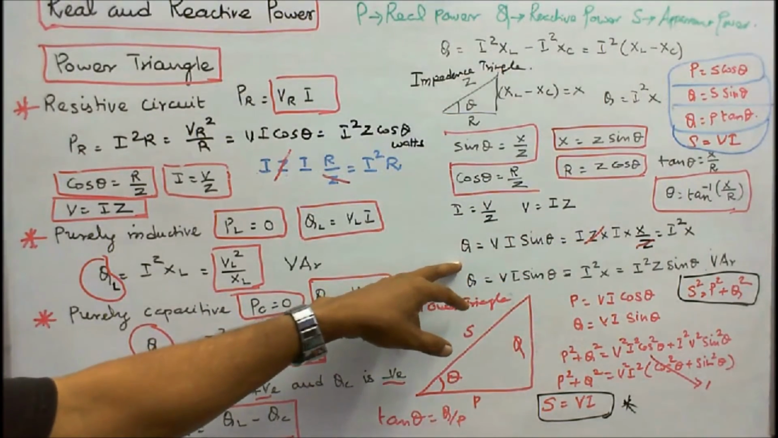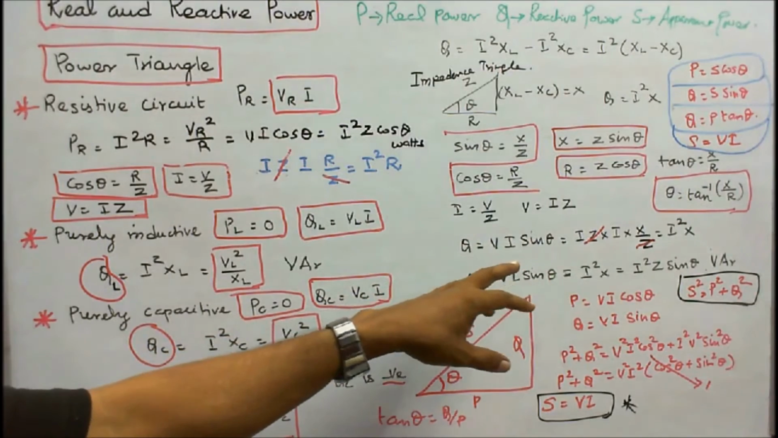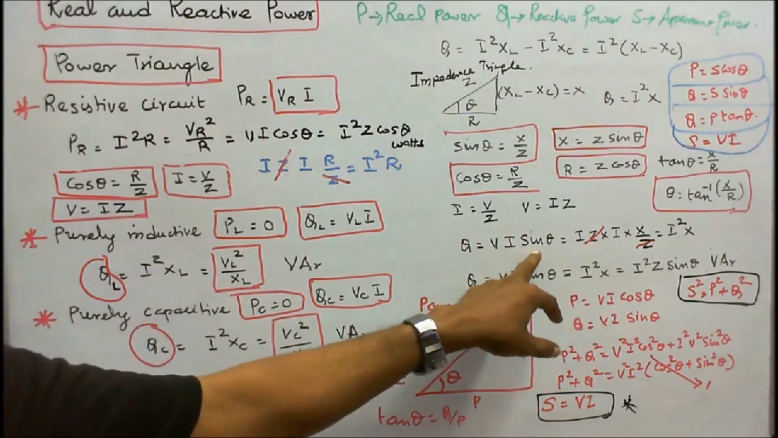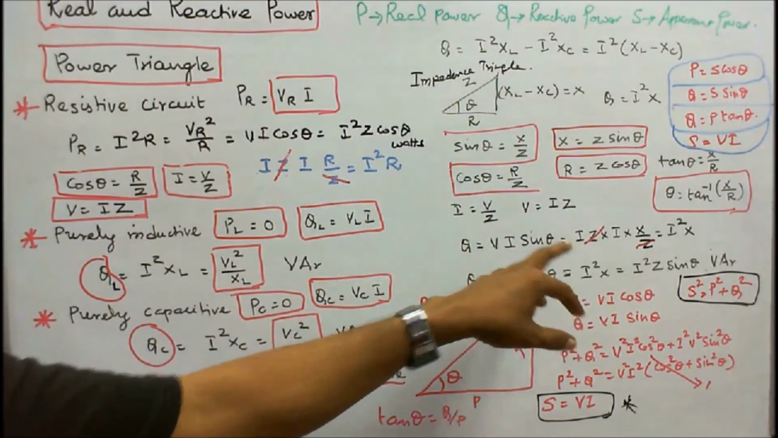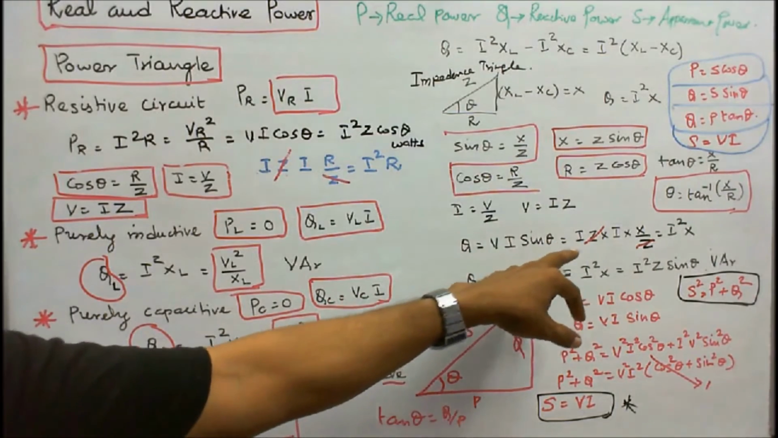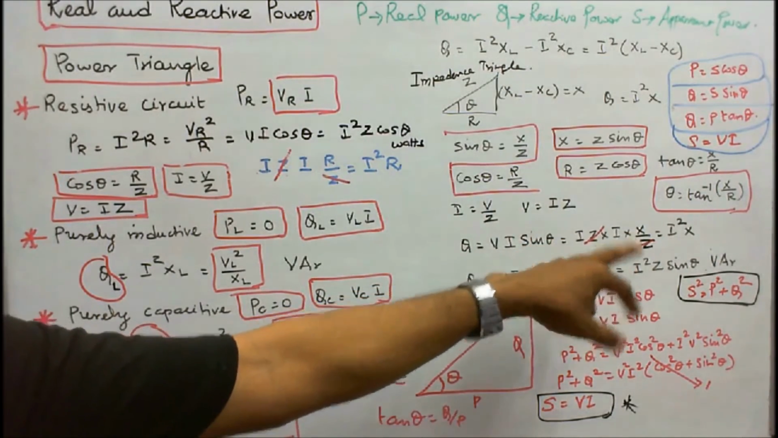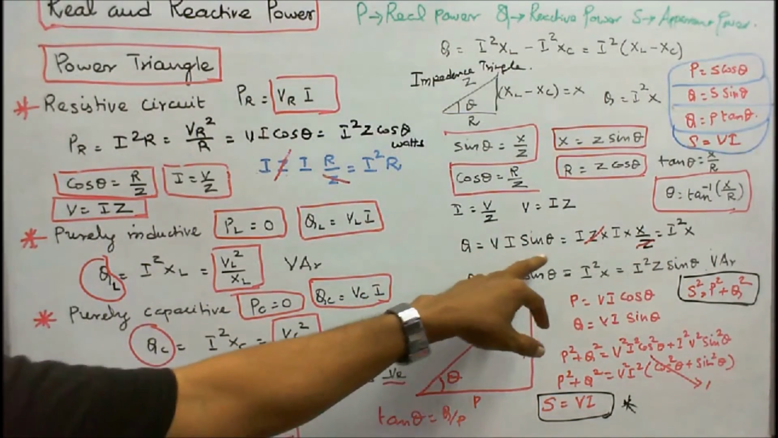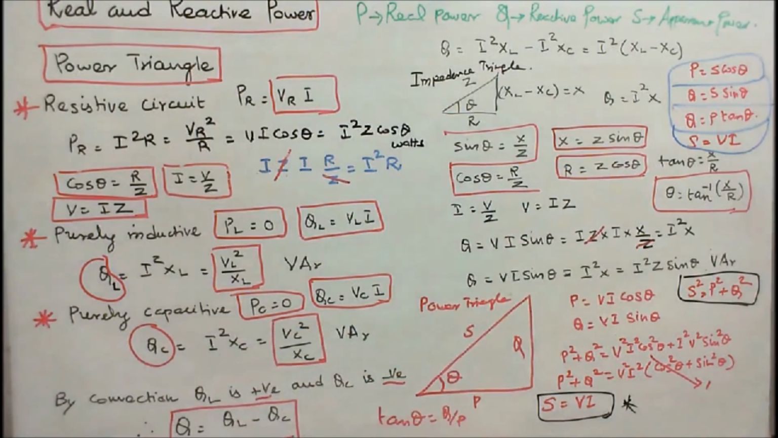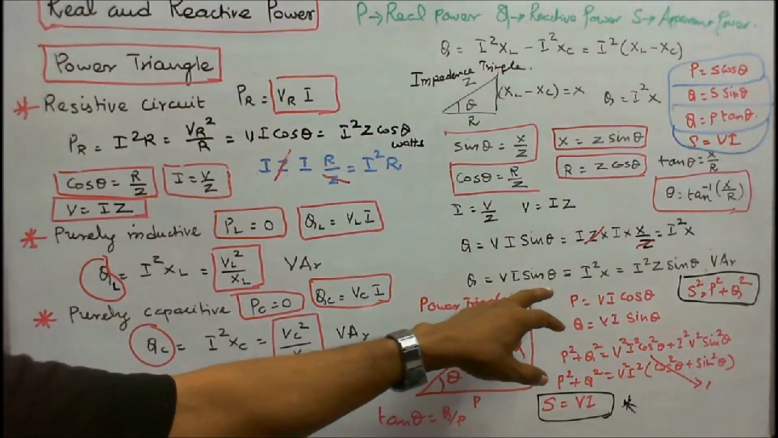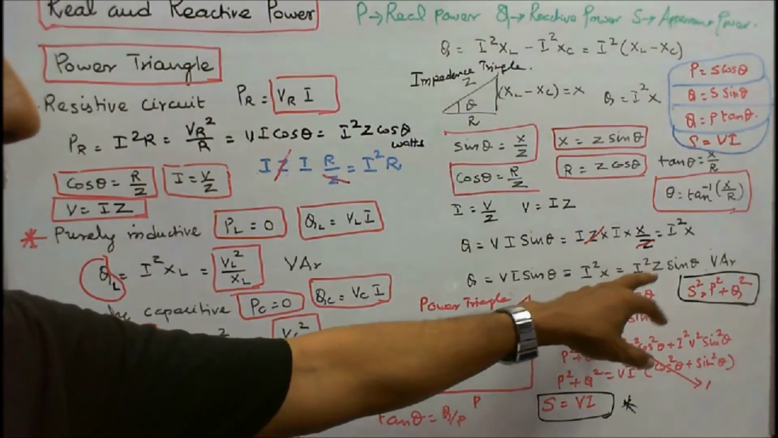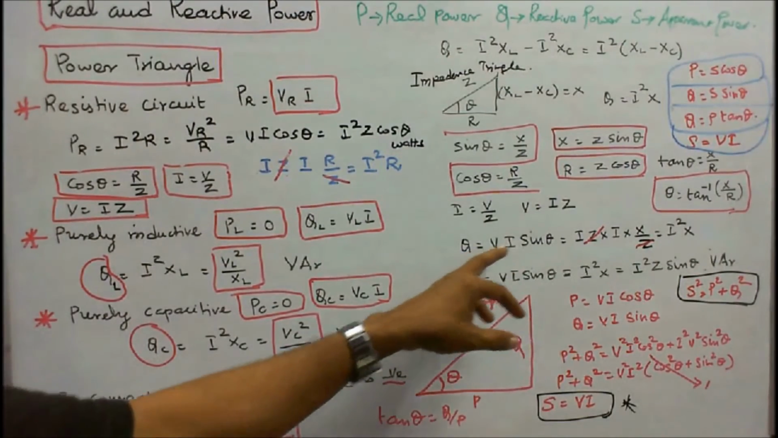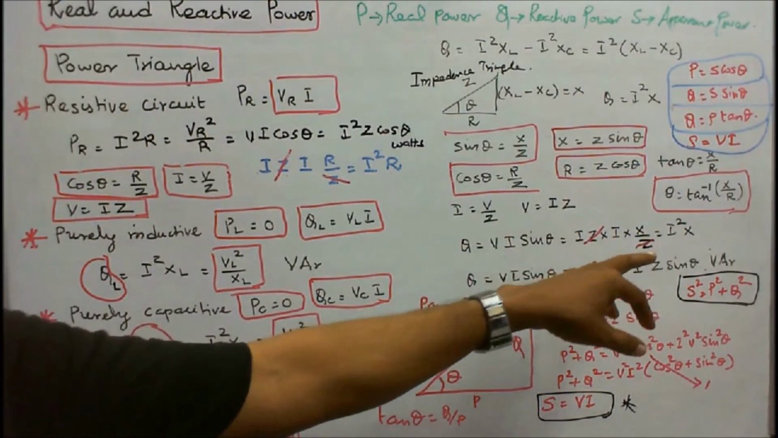Reactive power Q is equal to V into I into sin theta. Here V is equal to I into Z, and sin theta is equal to X by Z. I substitute the value, Q is equal to I into Z into I into X by Z. Z gets cancelled. That is equal to I square into X. Q is equal to VI sin theta is equal to I square into X. Therefore, Q is equal to VI sin theta, that is equal to I square into Z into sin theta, because X is equal to Z into sin theta. I can write Q is equal to VI sin theta or I square into X or I square into Z into sin theta.